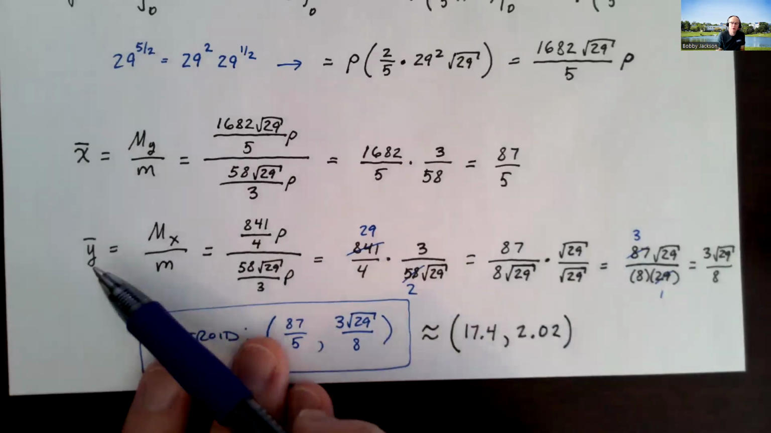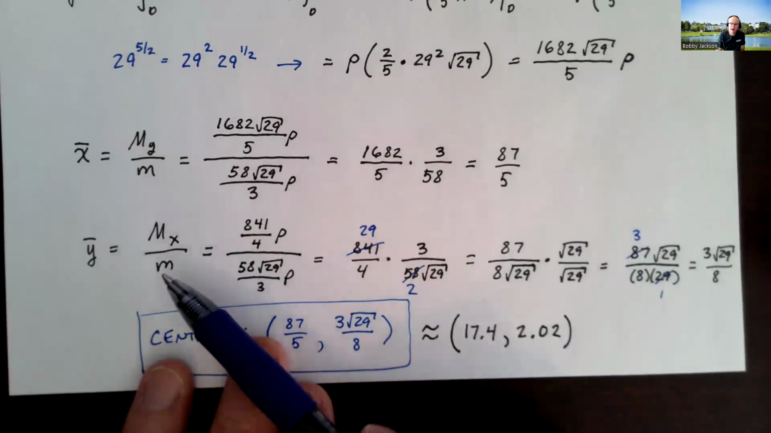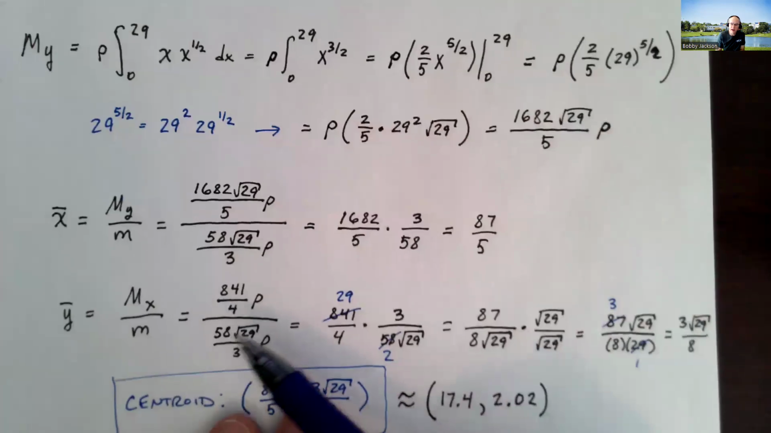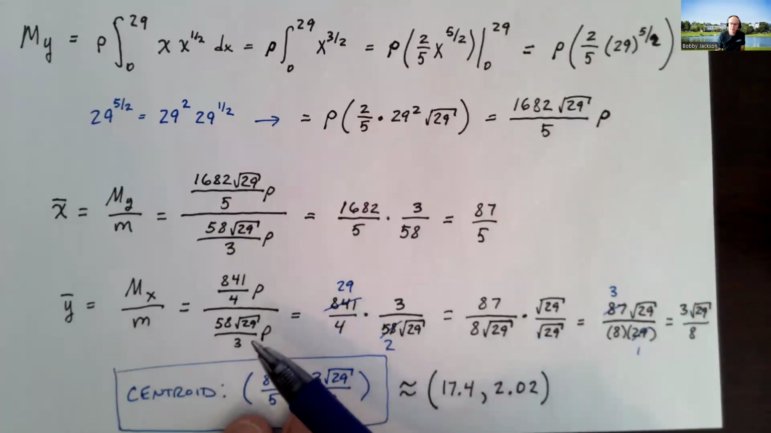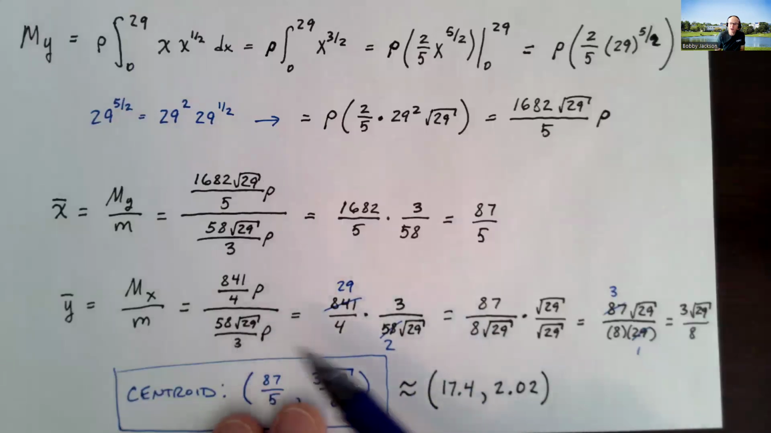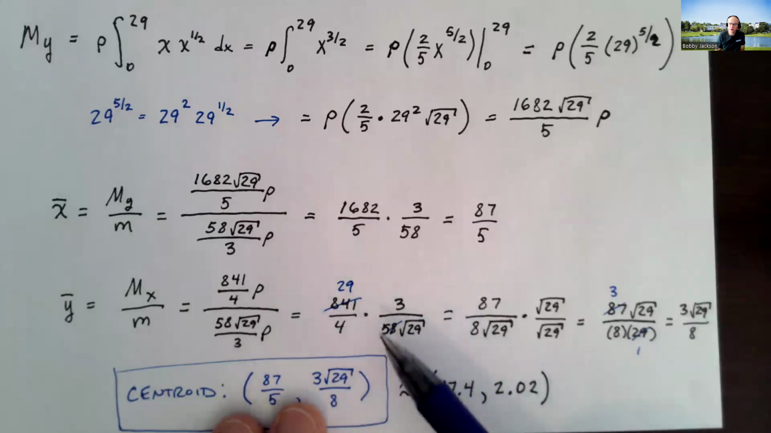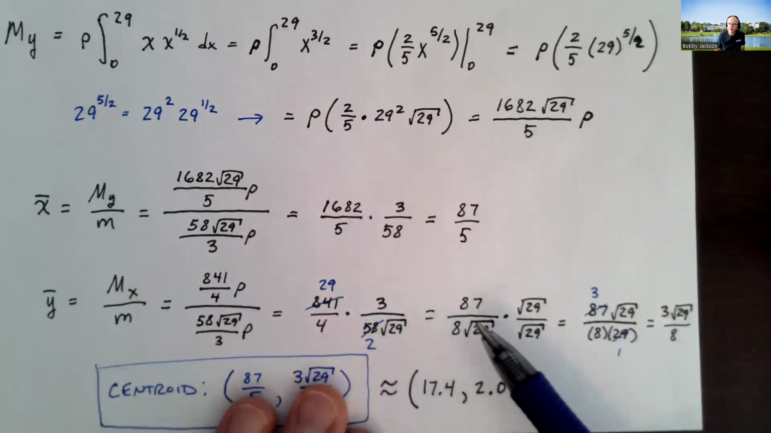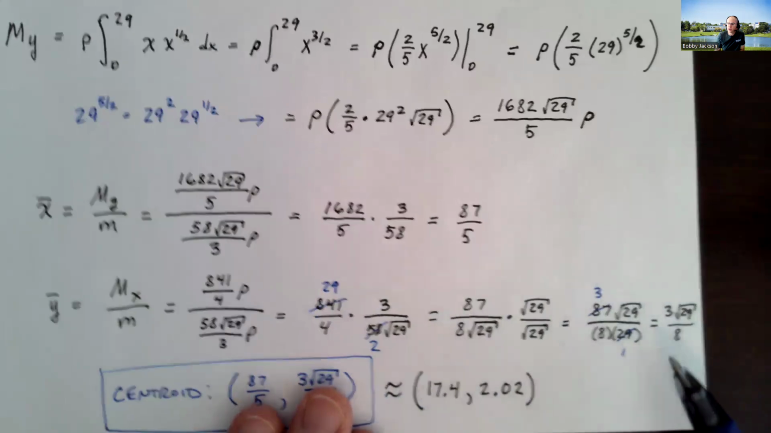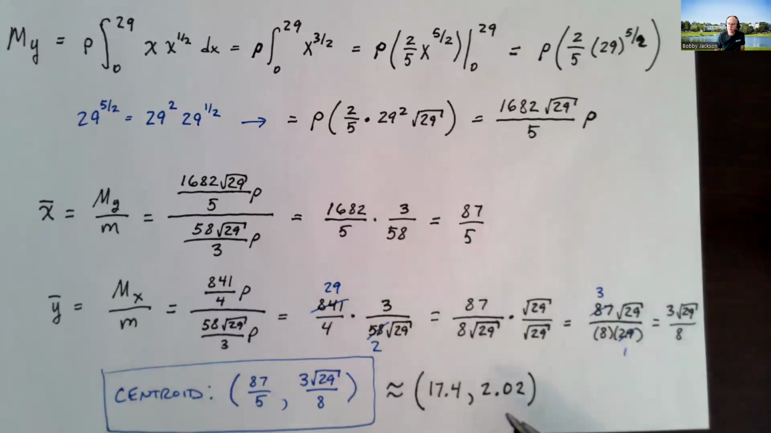And then similarly, the y coordinate of our centroid is the moment about the x-axis divided by the mass. Here's the moment about the x-axis that we just found here. Again, here's the mass. Again, the rhos cancel here. And I simplify. Again, dividing by this fraction is multiplying by its reciprocal. Do a little simplification there. 29 times 3 is 87. And then square root of 29 times square root of 29 is 29, but 29 obviously divides into 87 3 times. And so I get 3 square root of 29 over 8 as my simplified fraction.